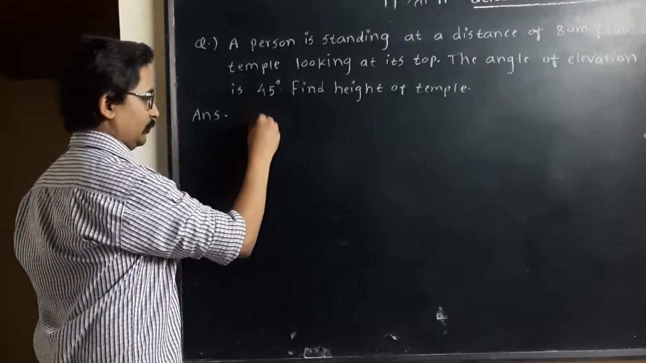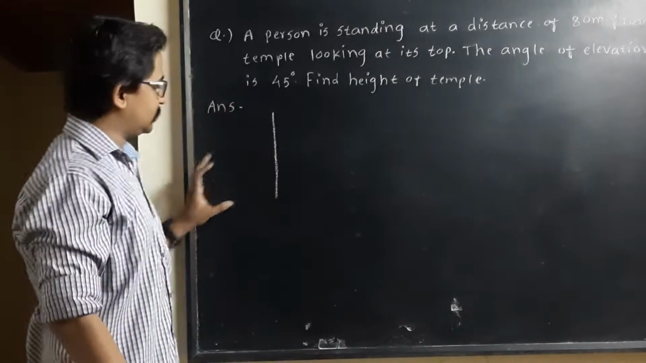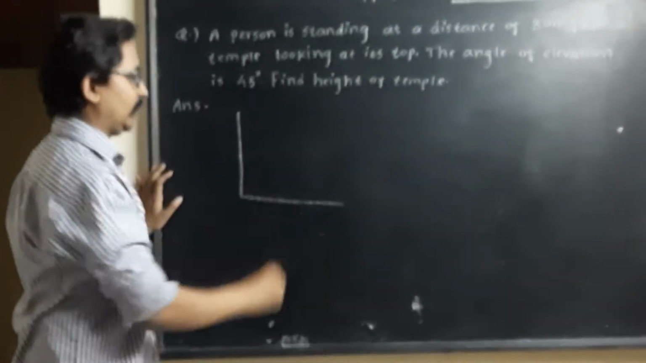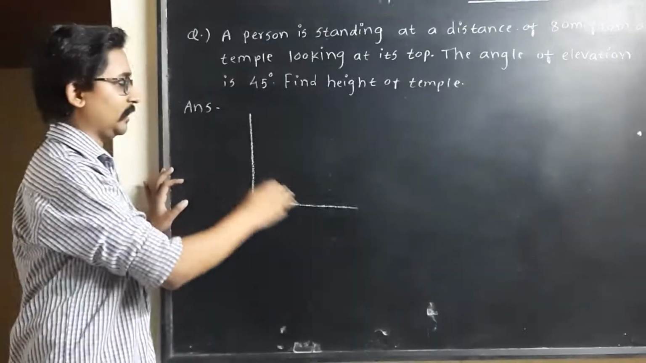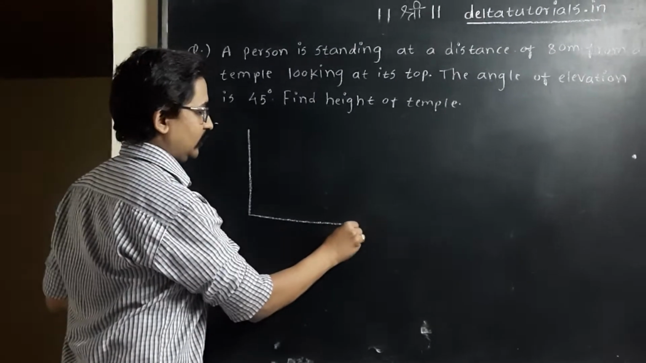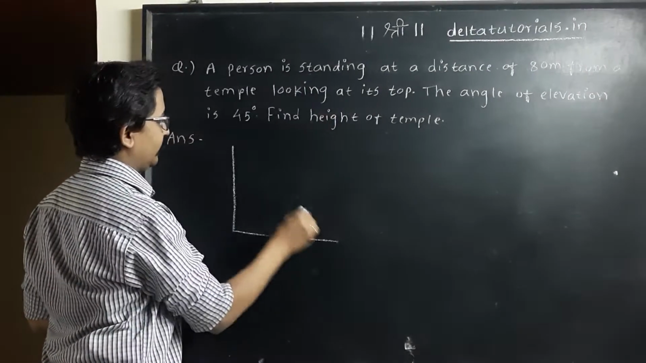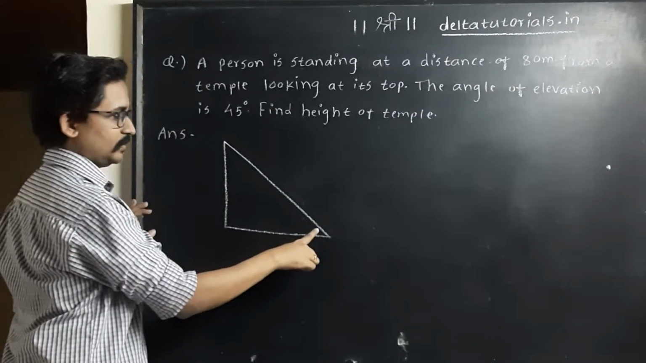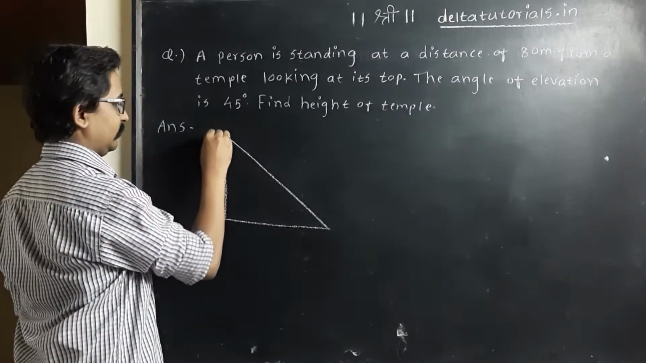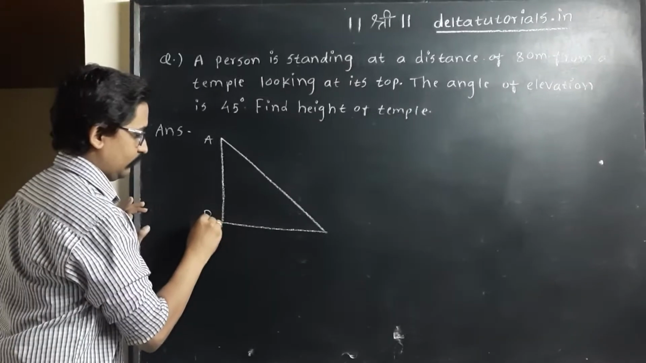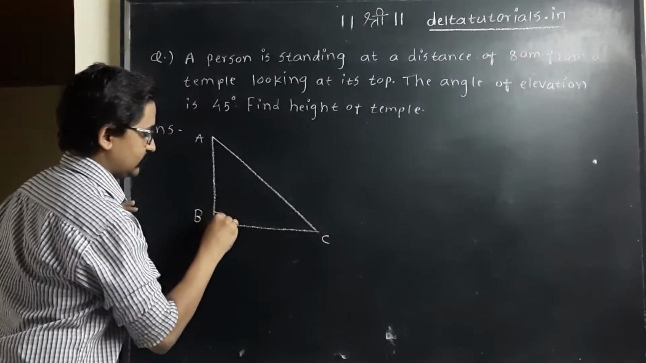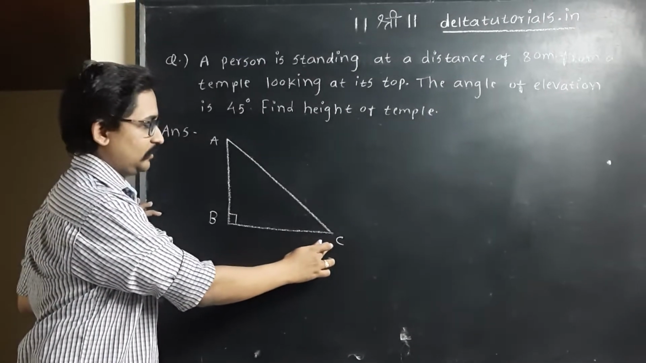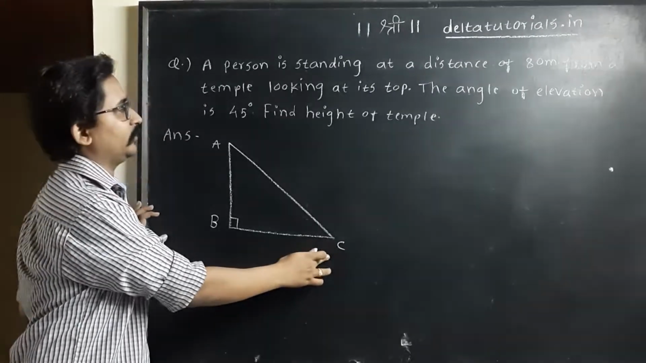So let this be the height of the temple, and that person is standing 80 meters away from that temple and looking at the top of the temple. This is the top of the temple. Person is looking from here. Let's give a name to this triangle, ABC. Of course this will be a right angle triangle. This is the point of that person. Observer is present at this particular place.